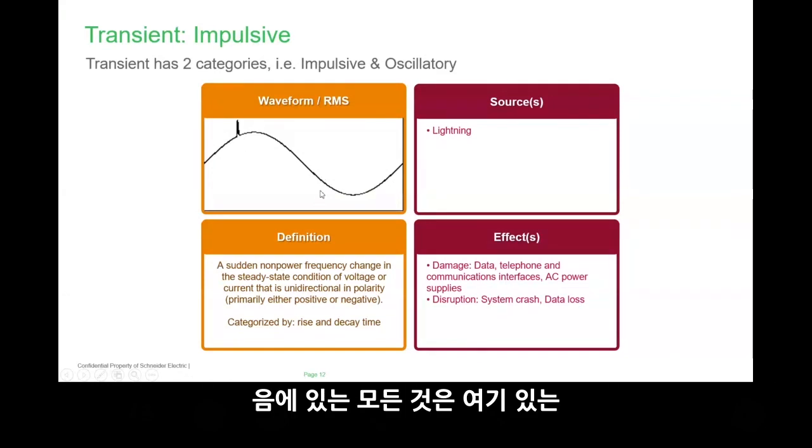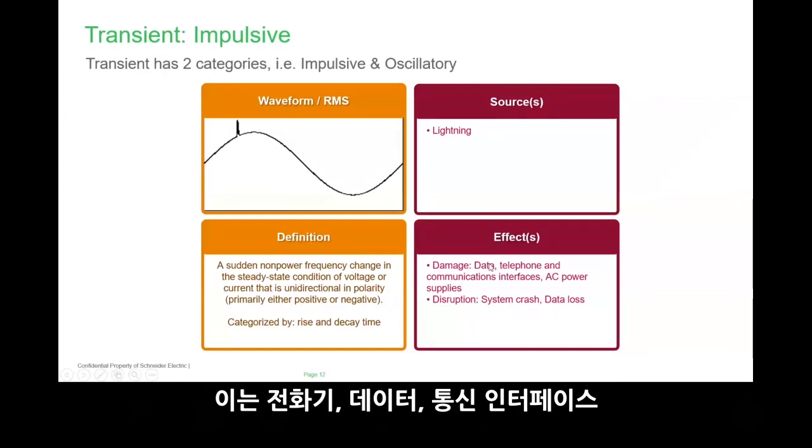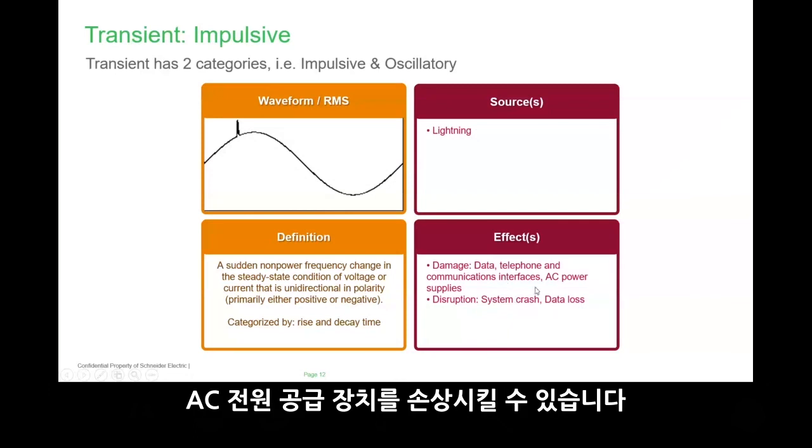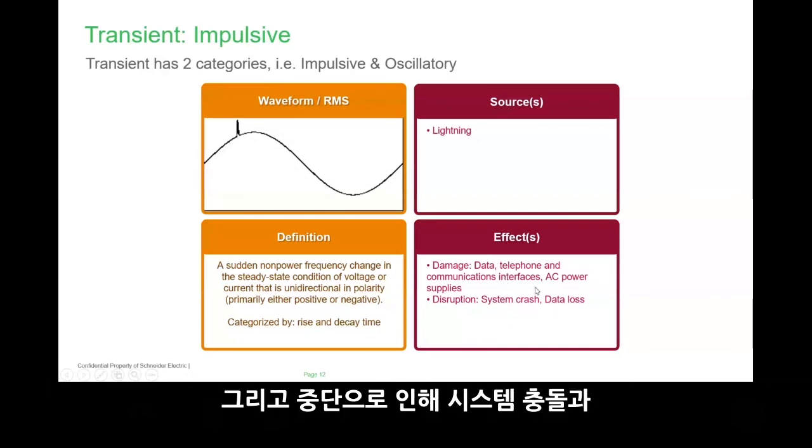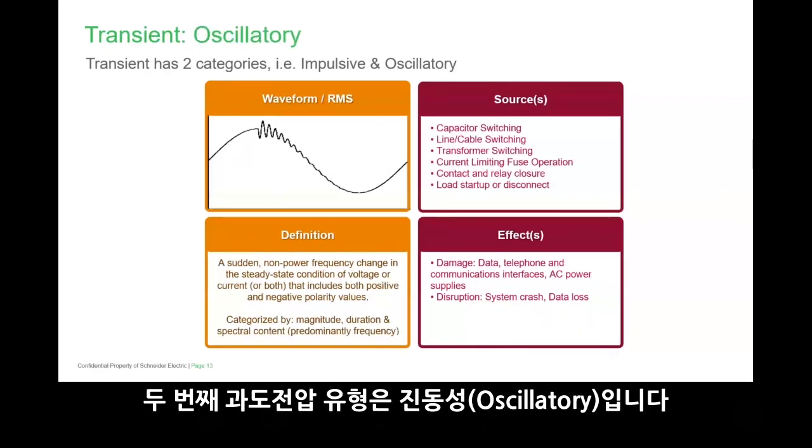Anything at the negative will be on the negative side over here. Okay, so the source of it is very straightforward: lightning. You can damage the telephone, the data communication interfaces, and the AC power supply, and the disruption will be system crash and data loss.